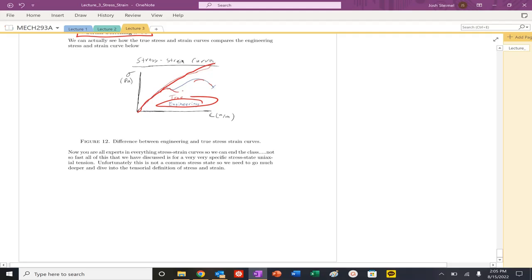So you're all experts in the stress strain curve. You can calculate every parameter, you know how to interpret it, and you can use it to differentiate between materials. So here's the bad news. We've done all this work for a very, very specific stress state, uniaxial tension, that is not so common. We are going to need to dive much deeper into the tensorial definition of stress and strain so we can solve much more complex and interesting problems. But again, you'll be ready for that job interview at Intel with this information.